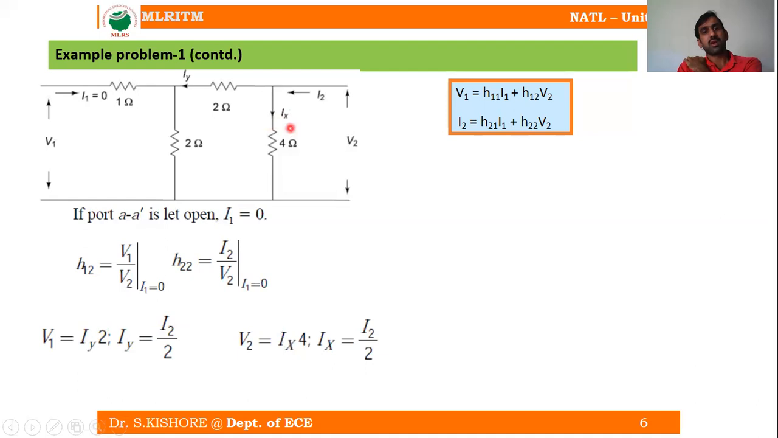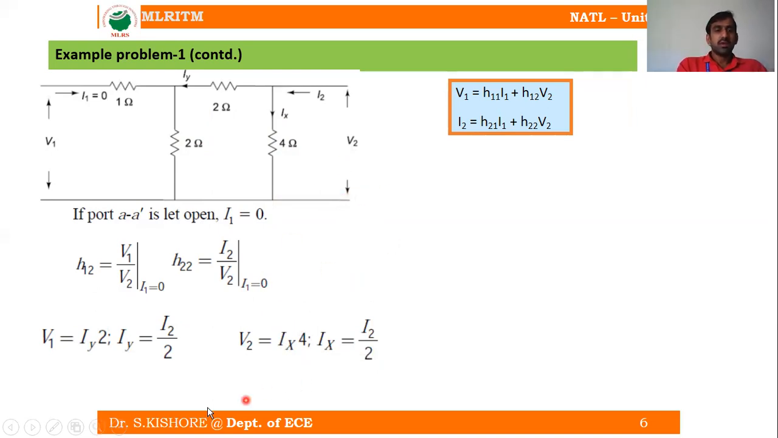Ix is going to be equal to I2 by 2, because if you want to write with respect to this, Ix is equal to 2 plus 2, again the same. If we apply the current division rule over here, Ix is equal to I2 into (2 plus 2) divided by (4 plus 2 plus 2), which is 8. So you are going to have I2 by 2.